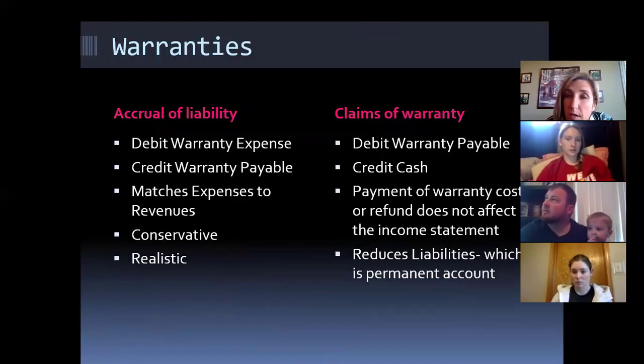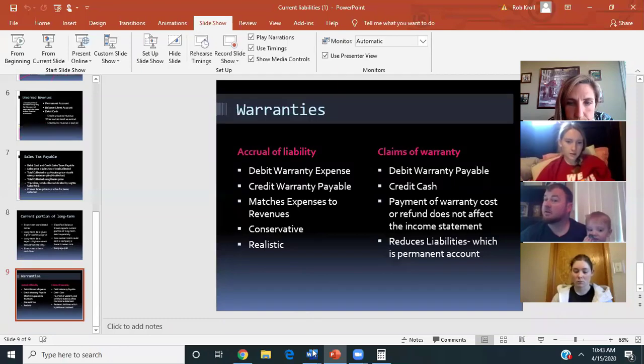that is a bunch of the chapter. I know that was short. It's a short chapter. Warranties are also in this chapter, and they are similar to those adjusting entries where you would debit an expense and credit a payable. And then when you pay it off, you debit the payable and credit cash.